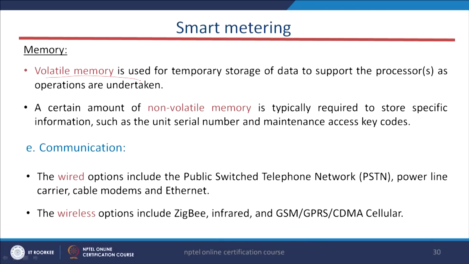And if you see in the processor, we basically use volatile memory, and this memory is used for temporary use of the data to support the processor as operations are undertaken, and certain types of non-volatile memory are also required to store specific information such as the unit serial number or maintenance access key codes. These two are important, the unit serial number and maintenance access key codes. If at a certain time the utilities or anybody, even the customers, need the information of the smart meter, the smart meter can communicate to them.